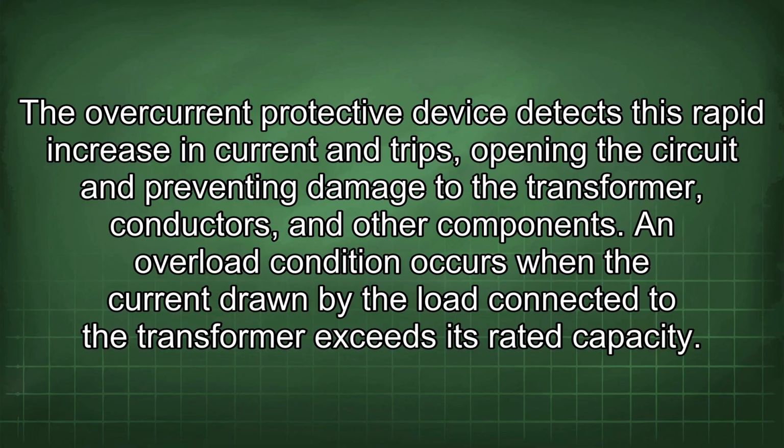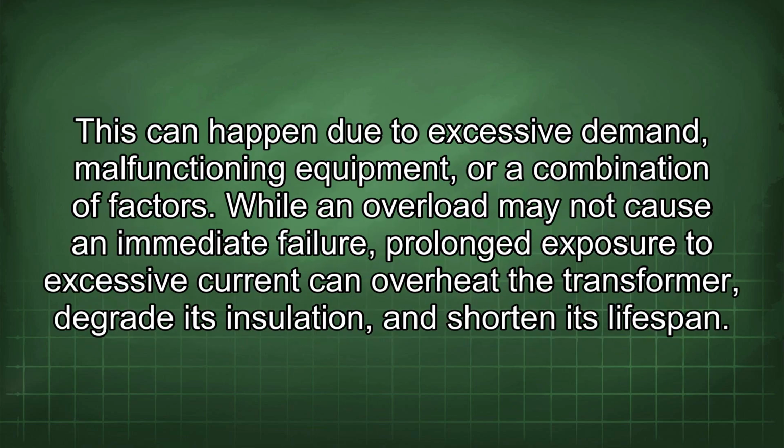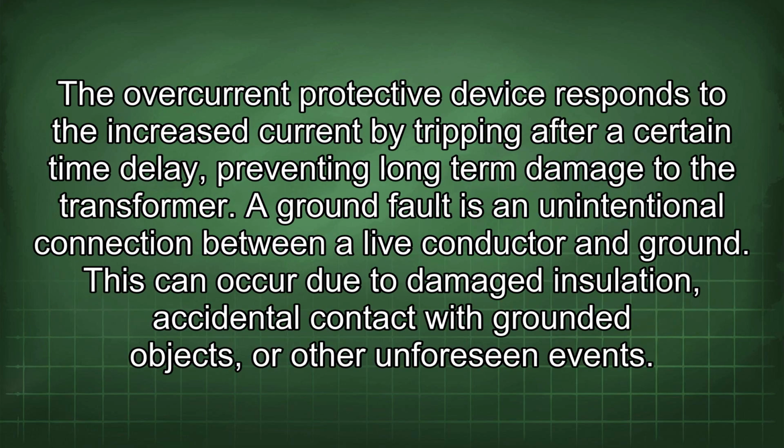An overload condition occurs when the current drawn by the load connected to the transformer exceeds its rated capacity. This can happen due to excessive demand, malfunctioning equipment, or a combination of factors. While an overload may not cause an immediate failure, prolonged exposure to excessive current can overheat the transformer, degrade its insulation, and shorten its lifespan. The overcurrent protective device responds to the increased current by tripping after a certain time delay, preventing long-term damage to the transformer.